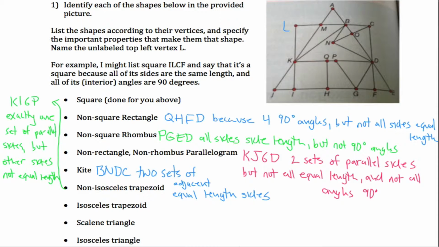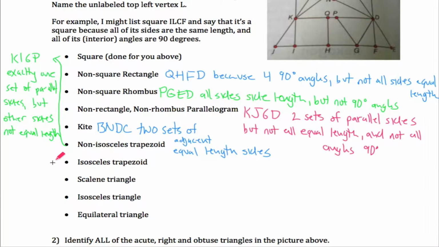What about an isosceles trapezoid? Well, I'm going to get a little redundant here because I kind of just described what that means. An isosceles trapezoid, let's see, here's one. I don't know if there's more, but KJGP would do the trick. Maybe I'll write this one here. KJGP. And kind of the same thing. Exactly one set or one pair of parallel lines. And the other two sides are equal length.